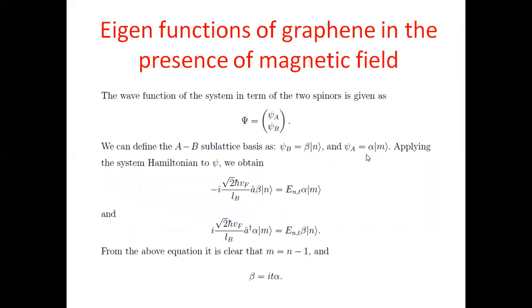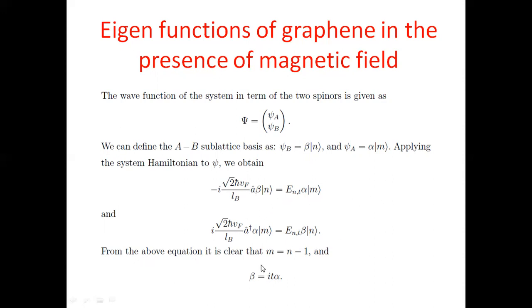Now we want to find out the eigenfunctions of graphene in the presence of magnetic field. So the wave function of the system in terms of the two-spinor is given by psi A and psi B, where we define the AB sublattice as basis: psi B equal to beta n, and psi A equal to alpha m. Applying the system Hamiltonian to psi, as we already did for the eigenvalues, we obtain this relation and this relation.